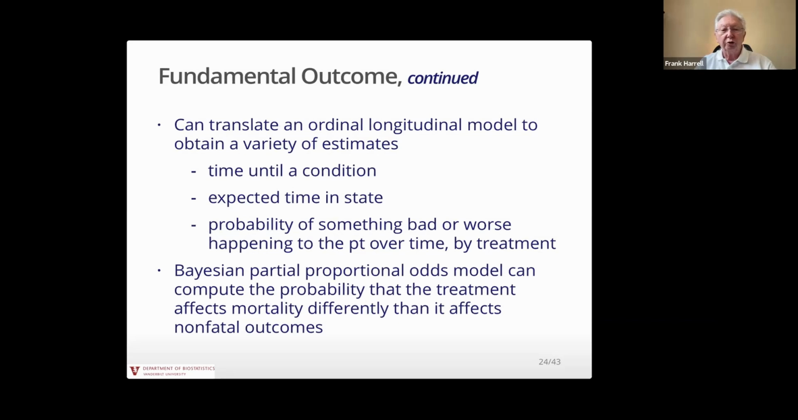You can translate an ordinal longitudinal model to obtain a variety of estimates. So you think about your fundamental unit of measurement in a clinical study. That unit of measurement is fundamentally a longitudinal assessment of patient status. And once you think about patient status, it makes the analysis much easier, much more clinically interpretable. And you can interpret the analysis in a variety of ways, such as time until a condition happens, the expected time in state, like how often is somebody disabled, how long is somebody sick, how long is somebody in the hospital or dead. And you can calculate the probability of something bad or worse happening to the patient over time by treatment. These are all clinical readouts that are very, very clinically relevant. And a longitudinal model can give you all of these.